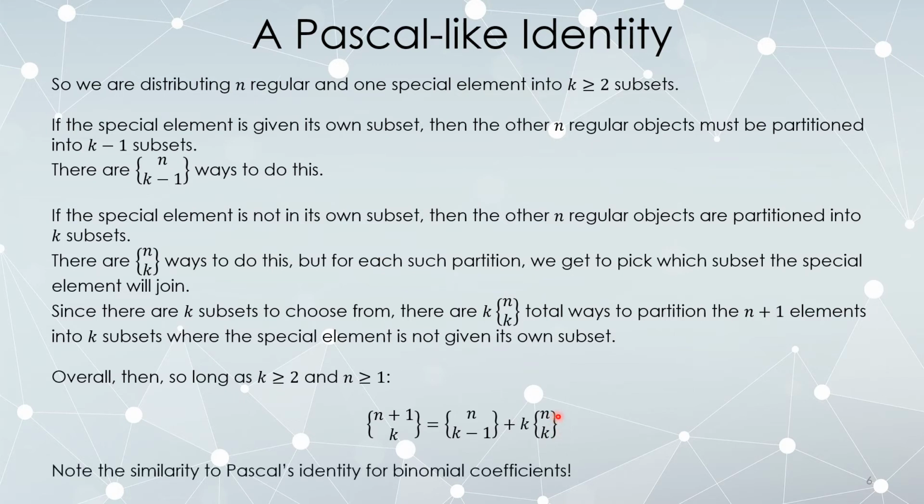This is very similar to Pascal's identity, except for this multiplier of k. If this weren't here, and these were binomial coefficients, it would just be Pascal's identity. But the similar-looking identity for Stirling numbers of the second kind multiplies this by k. And now we have a recursive identity that we're going to be able to use to construct and compute larger and larger Stirling numbers of the second kind.